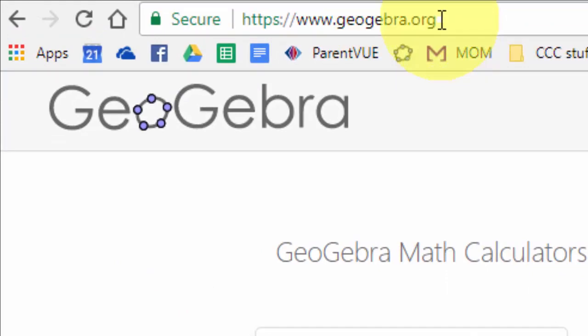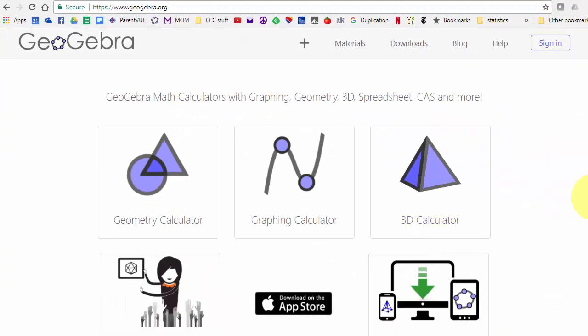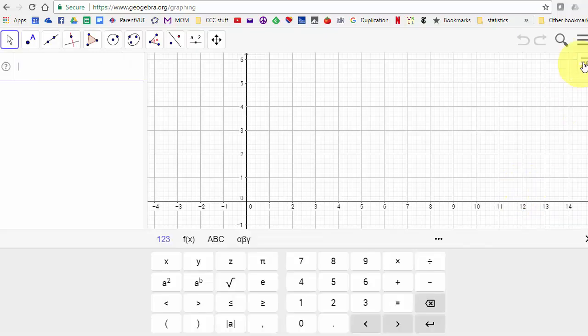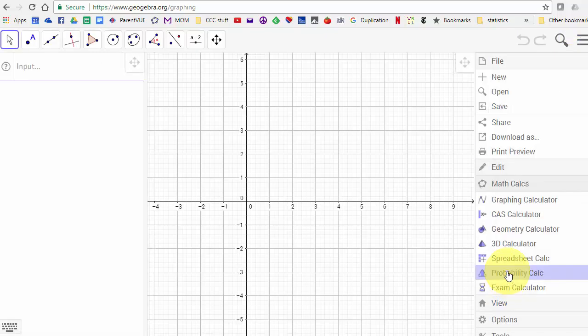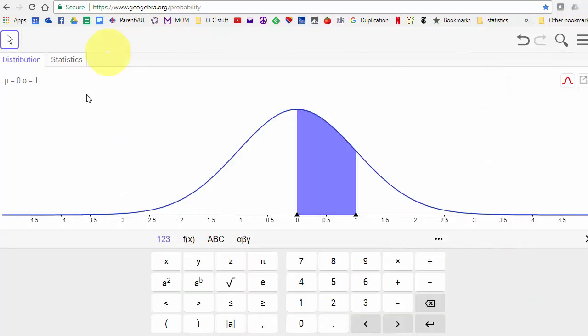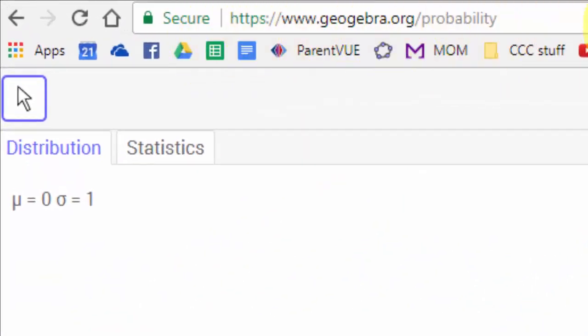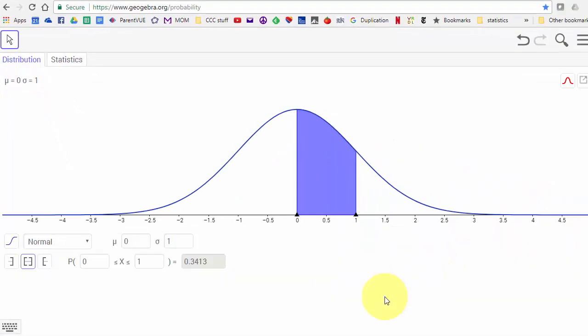The first tool is called GeoGebra, and I've got it pulled up in my web browser here at www.geogebra.org. You can navigate the site to the calculator that we want by clicking on Math Calculators and then Probability Calculator, which should bring you to this page here. You can get there more quickly just by typing in www.geogebra.org/probability. The default calculator is for normal probabilities, which we will get into next week, but we want the binomial.